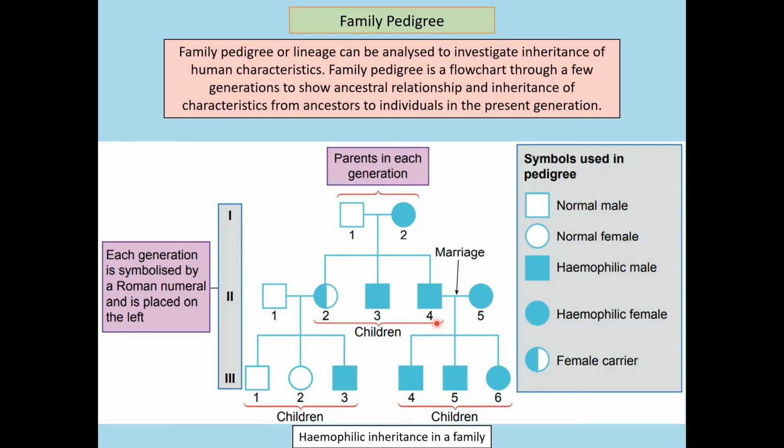When the hemophilic male marries a female who is also hemophilic, all the children in the third generation are hemophilic. And this carrier female married with the normal male, so one of the children, which is the male, is hemophilic and the other children are normal. So you can see that the probability for males to have hemophilia is higher compared to females.